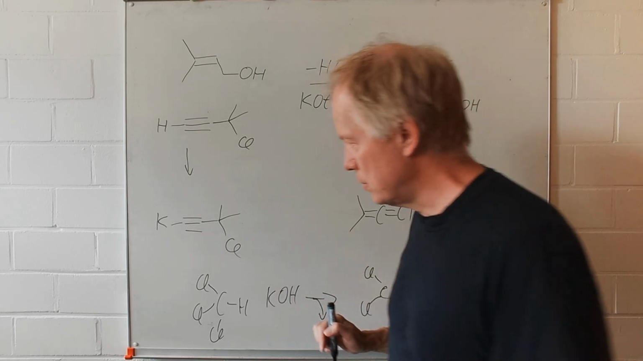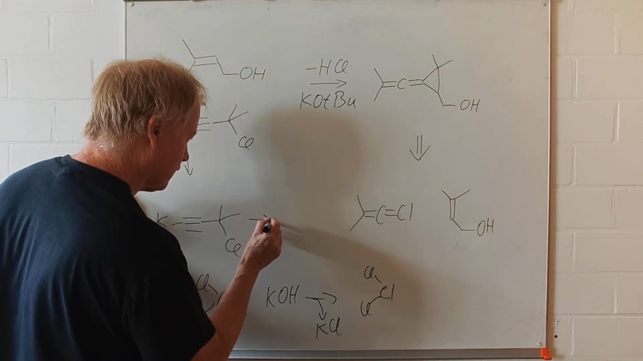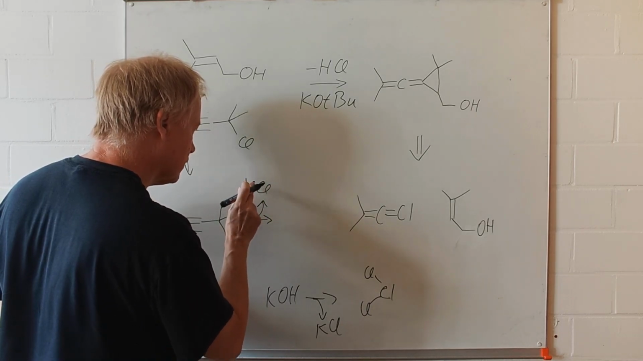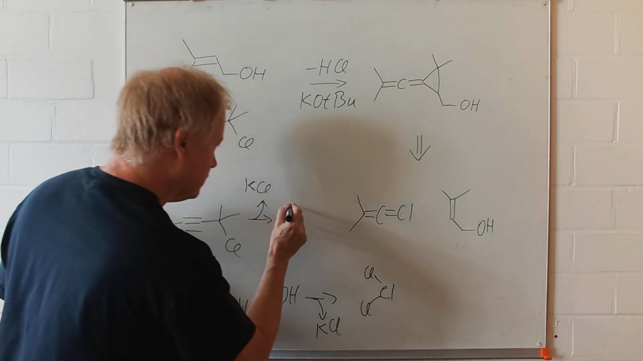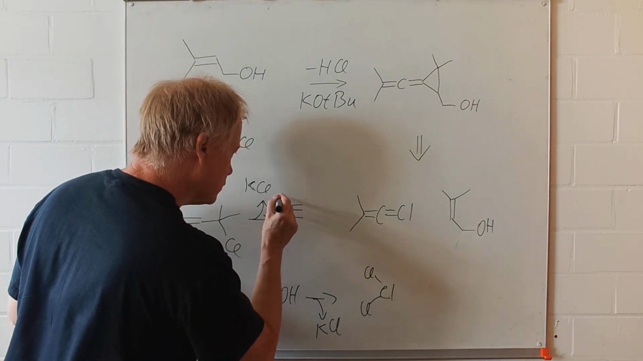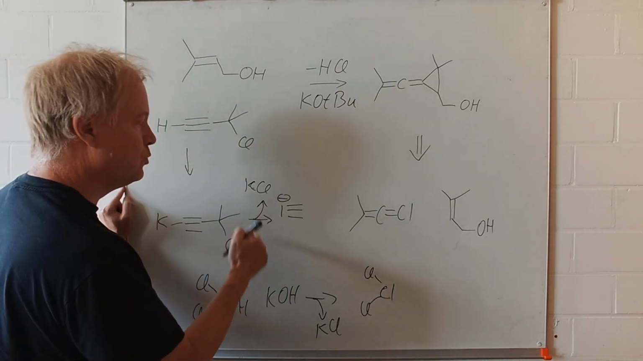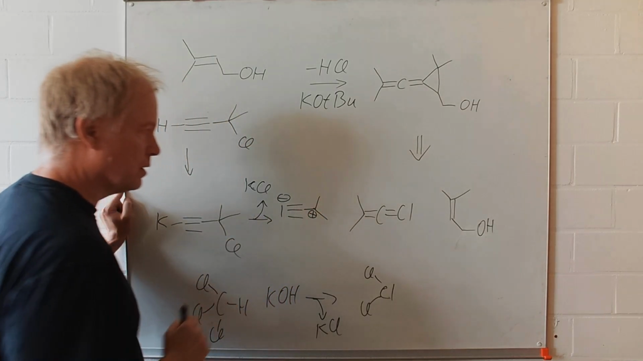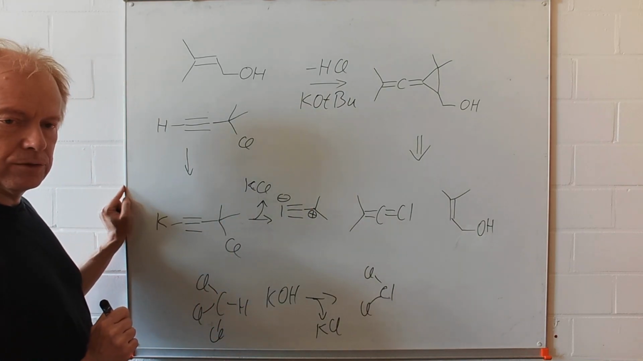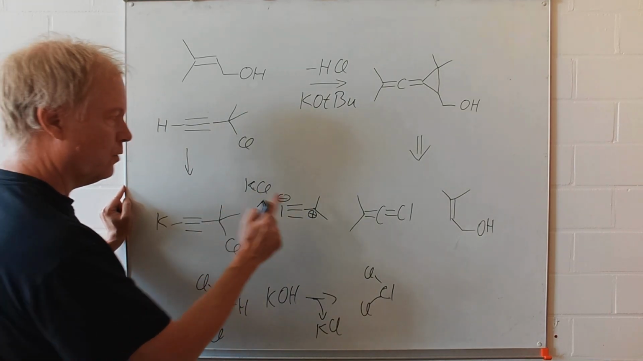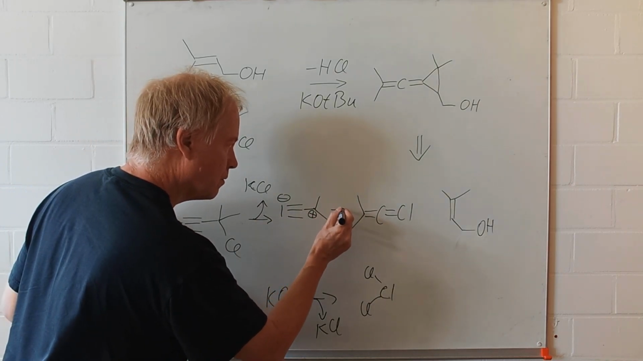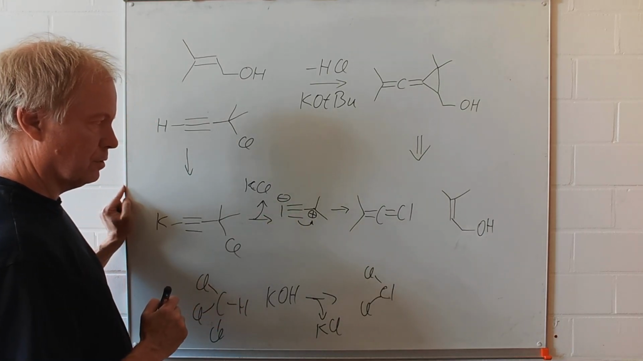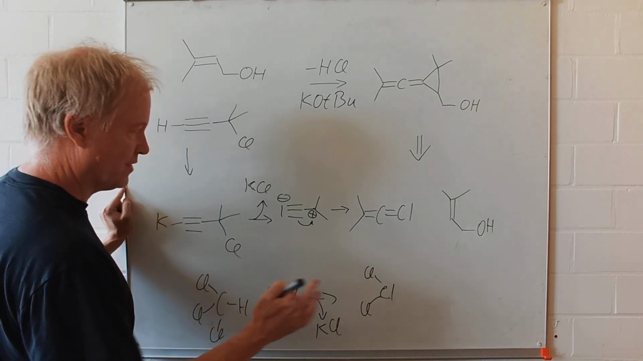So here is a very similar situation. Let's say potassium chloride is eliminated, then we would have this alkenyl anion and a tertiary cation at this center. How do we get from here to there? Simply by letting this double bond migrate. That's all.